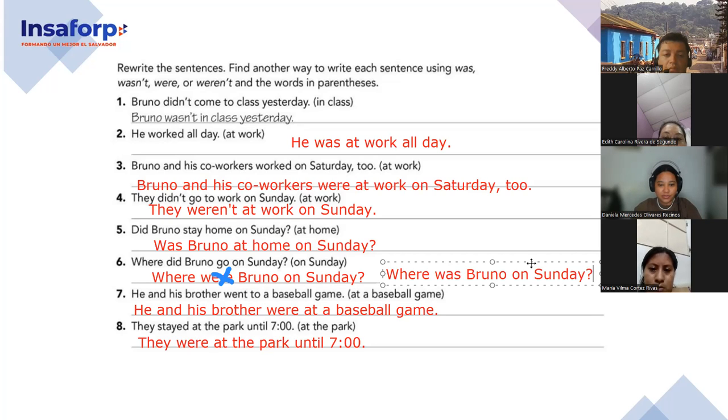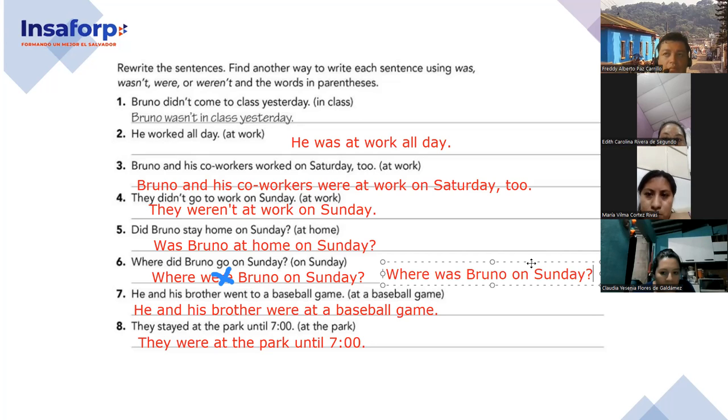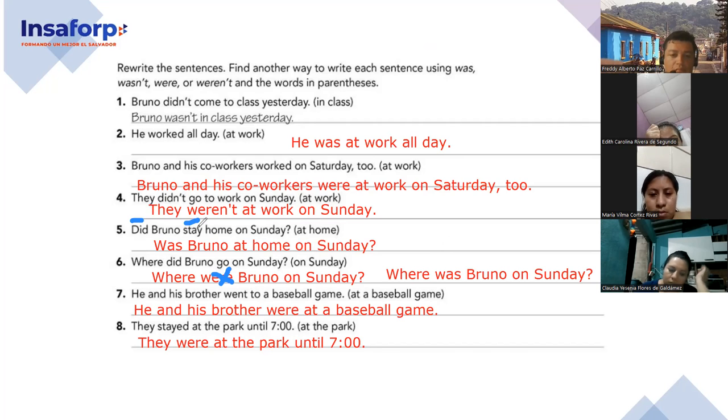Hi, I have a question too. Yep. When are we going to use was and did? I mean the sentence five, this means the same, right? Exactly. It's just when we're going to use that. We're going to use did when we have another verb. So did siempre va a ir acompañado of another verb, like stay. For example, didn't come. Did Bruno go? So did go. Y el was and were van solos.